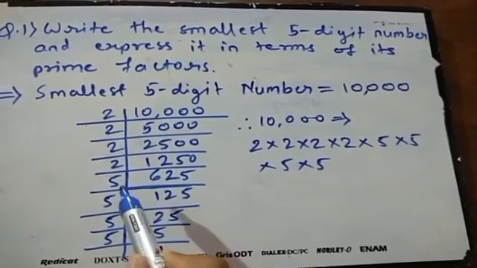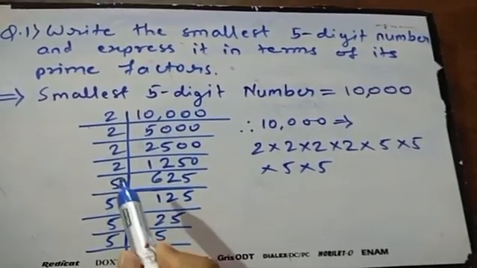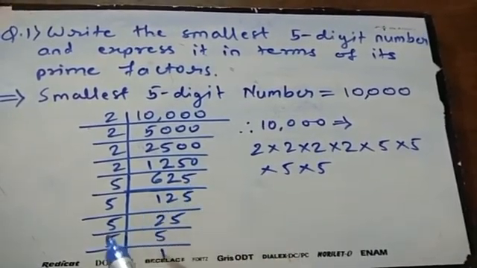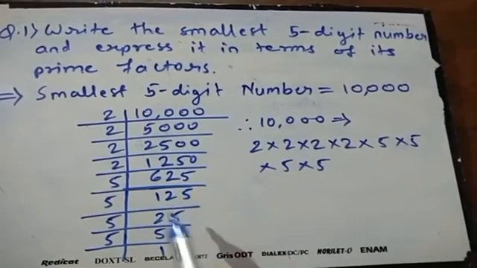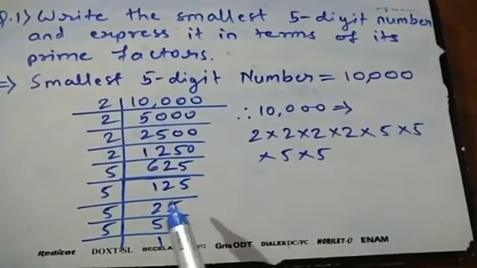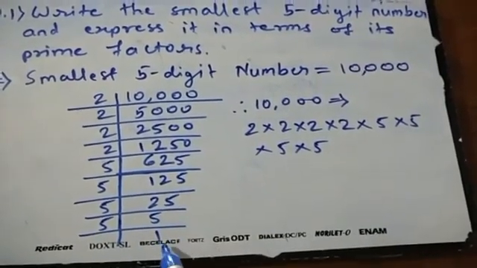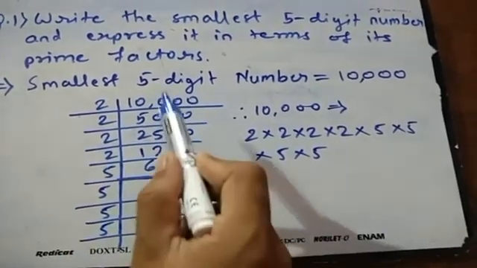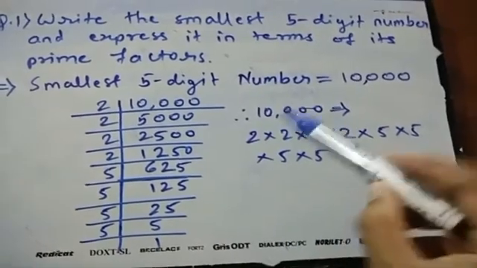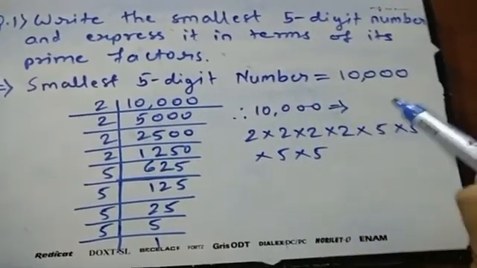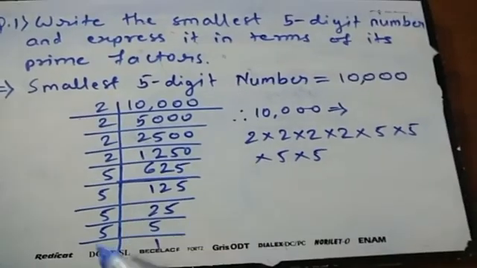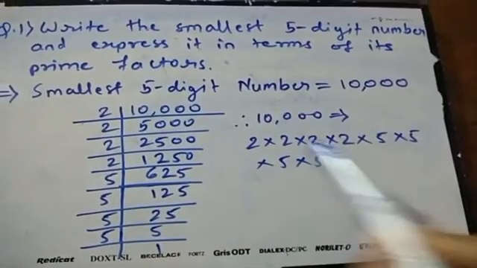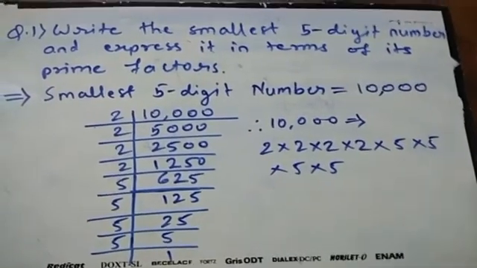Now this number we can divide by 5, 5 is a prime number. So 5 ones are 5, 1 remains, 5 twos are 10, 2 remain, 5 fives are 25. Next, 5 twos are 10, 2 remain, 5 fives are 25. Then 5 fives are 25 and 5 ones are 5. Finally we got 1, stop here. These all are the prime factors of 10,000. Therefore, 10,000 is equal to all the prime factors multiplied together. This is the way of expressing any number as the product of its prime factors.